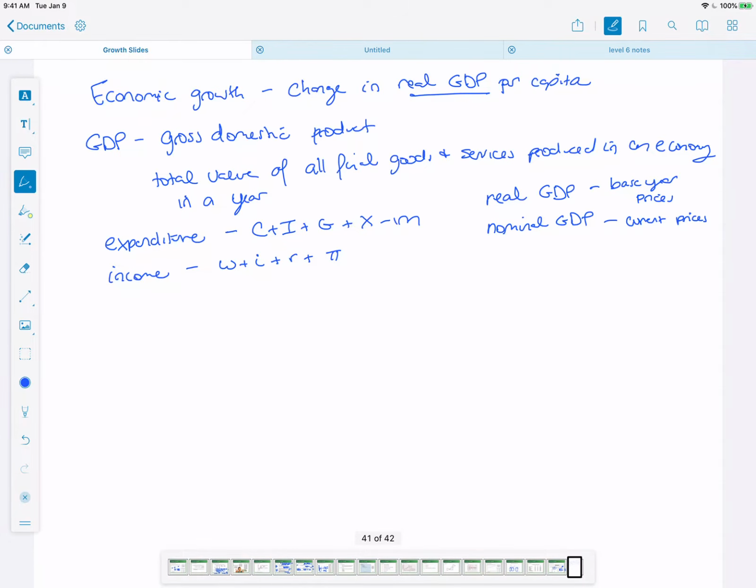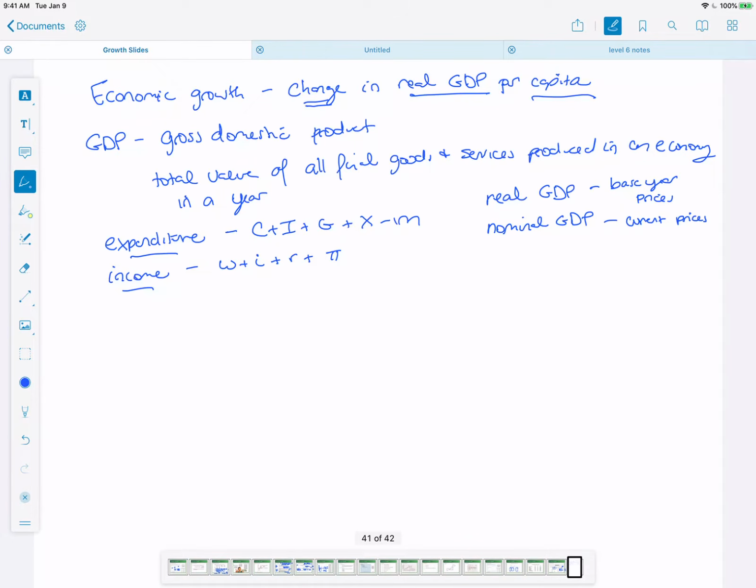so we can compare one year to the next. With economic growth, we're looking at that change in real GDP per capita from year to year, so we need to be able to take out inflation. So we need some base year prices. So once we have our real GDP, whether it's measured in expenditure or income approach, we would then divide by the size of the population. And then we would look at how that changed from one year to the next. So let's take a look at an example here.